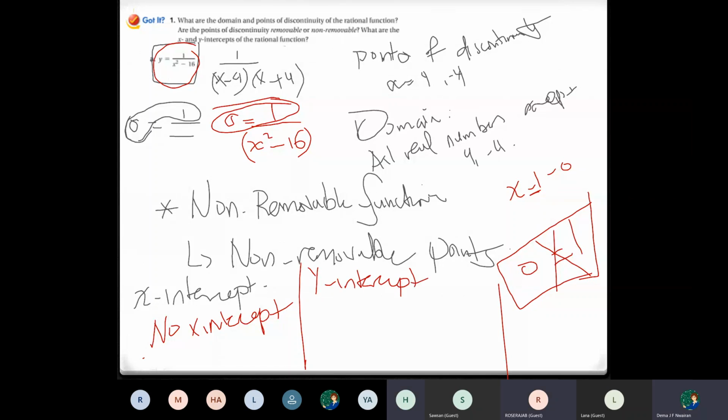Now what about the y-intercept? It's 1 over 4, 0 and negative 4, 0. Yes, one by one. Y-intercept means that x is 0. So I will substitute in the function. It will be 1 over 0 squared, which is 0, minus 16. So it is negative 1 over 16. So the y-intercept is 0, negative 1 over 16.